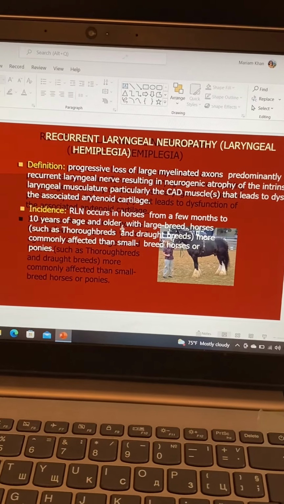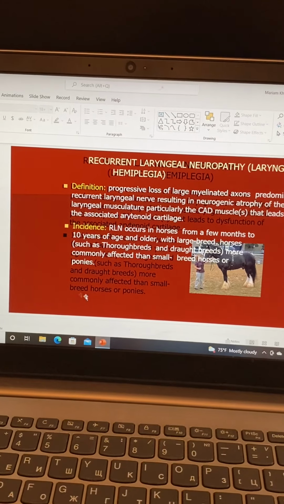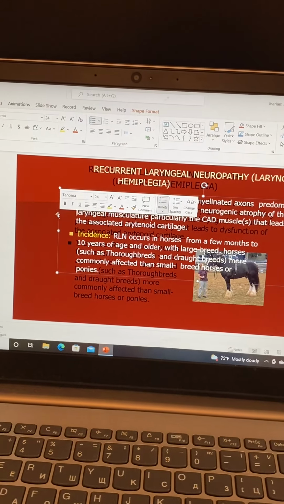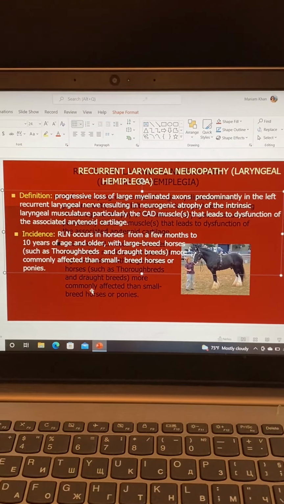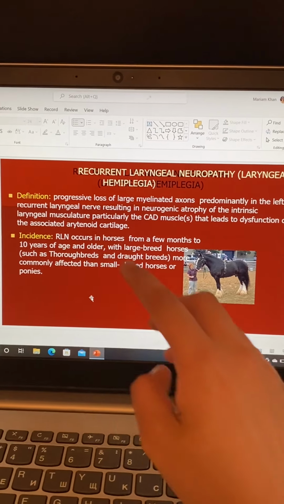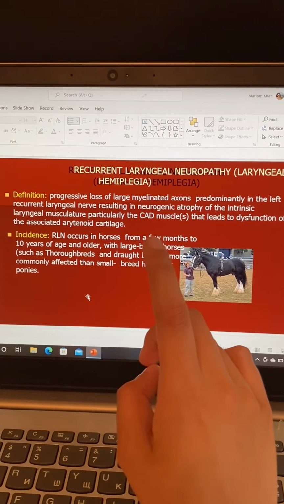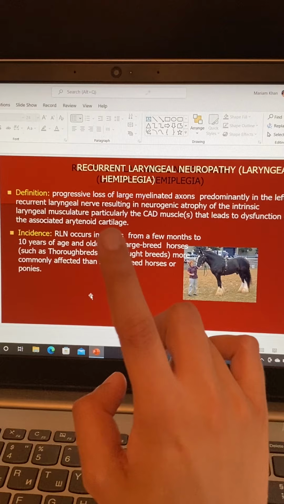And you also have something called recurrent laryngeal neuropathy or laryngeal hemiplegia, which we mentioned at the very start but haven't really defined yet. So what is it? This is where you get over time loss of large myelinated axons in the left laryngeal nerve. So what you get is neurogenic atrophy of the intrinsic laryngeal musculature.